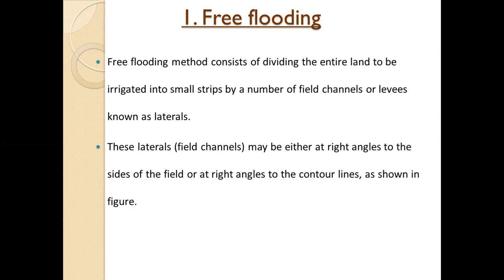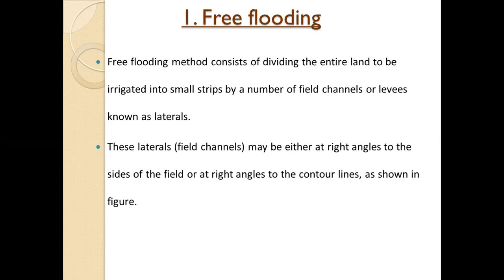The free flooding method consists of dividing the entire land to be irrigated into small strips by a number of field channels or borders known as laterals, right? So, in this first sentence, meaning that the land is properly divided into small strips, right? So, a number of borders.